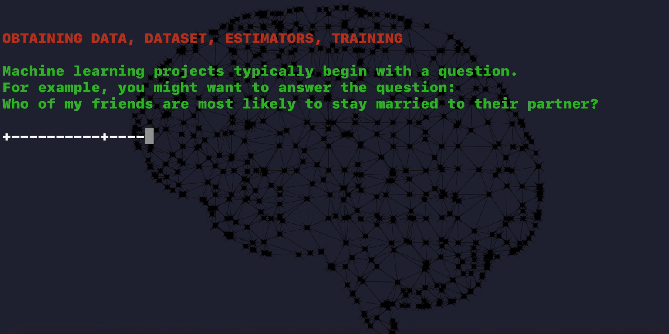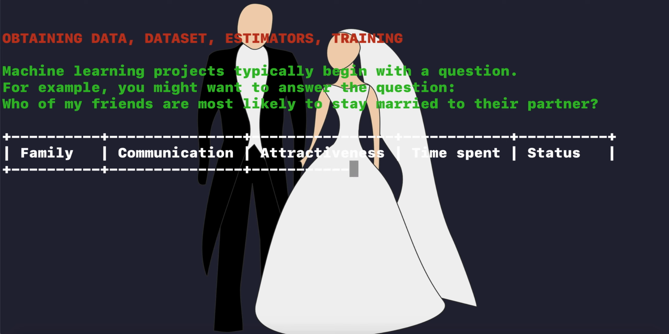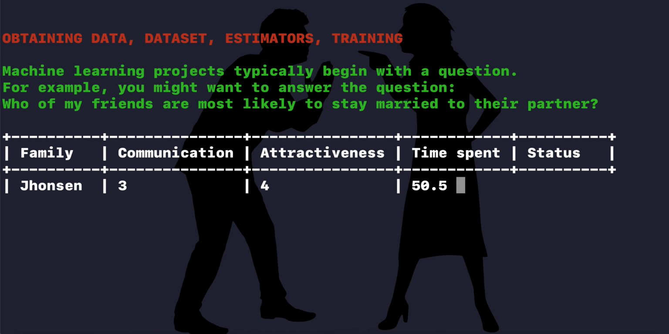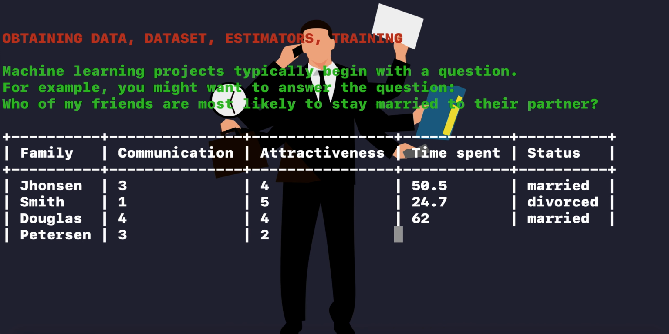For example, you might want to answer the question, who of my friends are most likely to stay married to their partner? Suppose that you went out and asked 4 couples, 2 married and 2 divorced, to respond to 3 features: their partner's communication skills between 1 and 5, attractiveness between 1 and 5, and time spent together per week, hours per week.